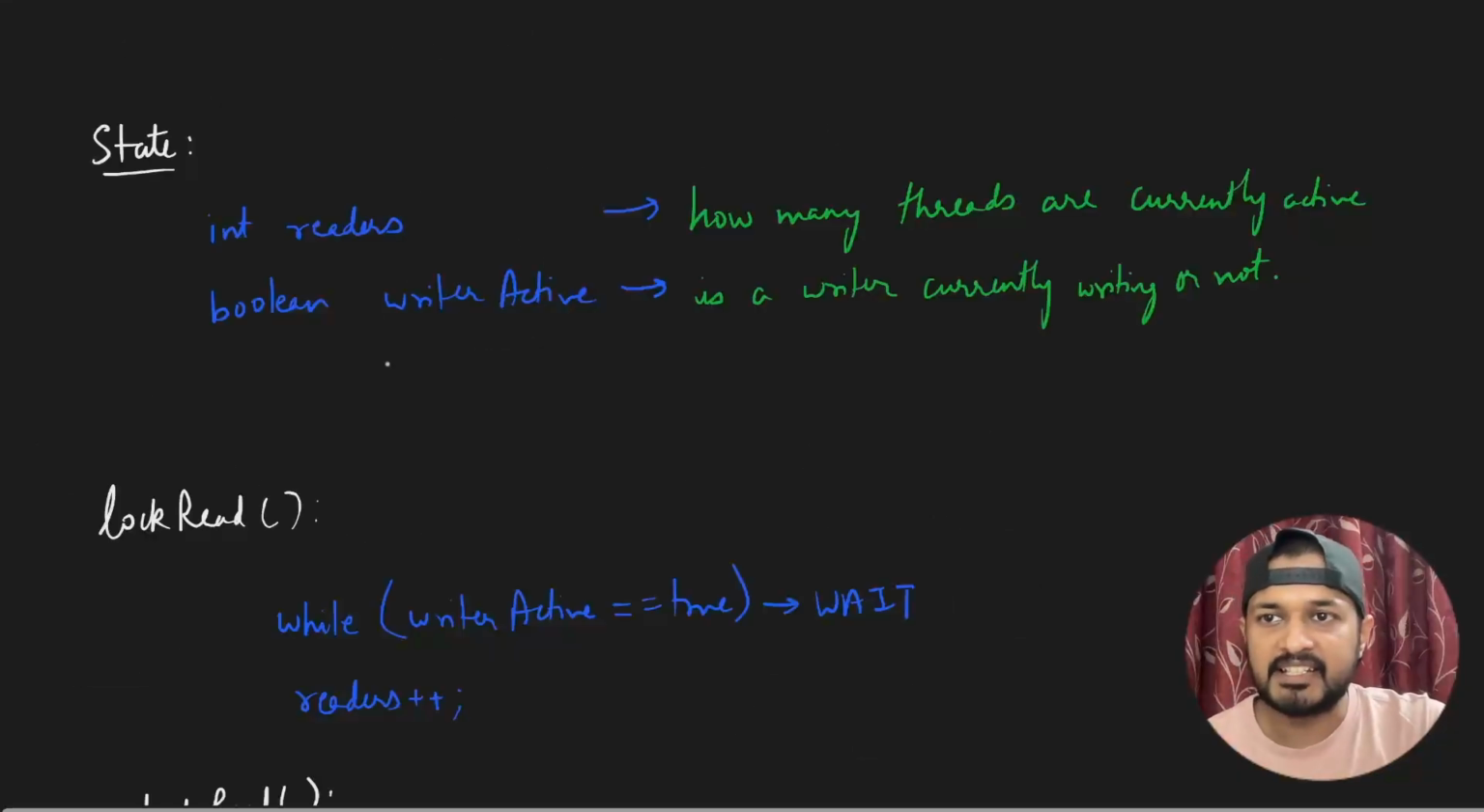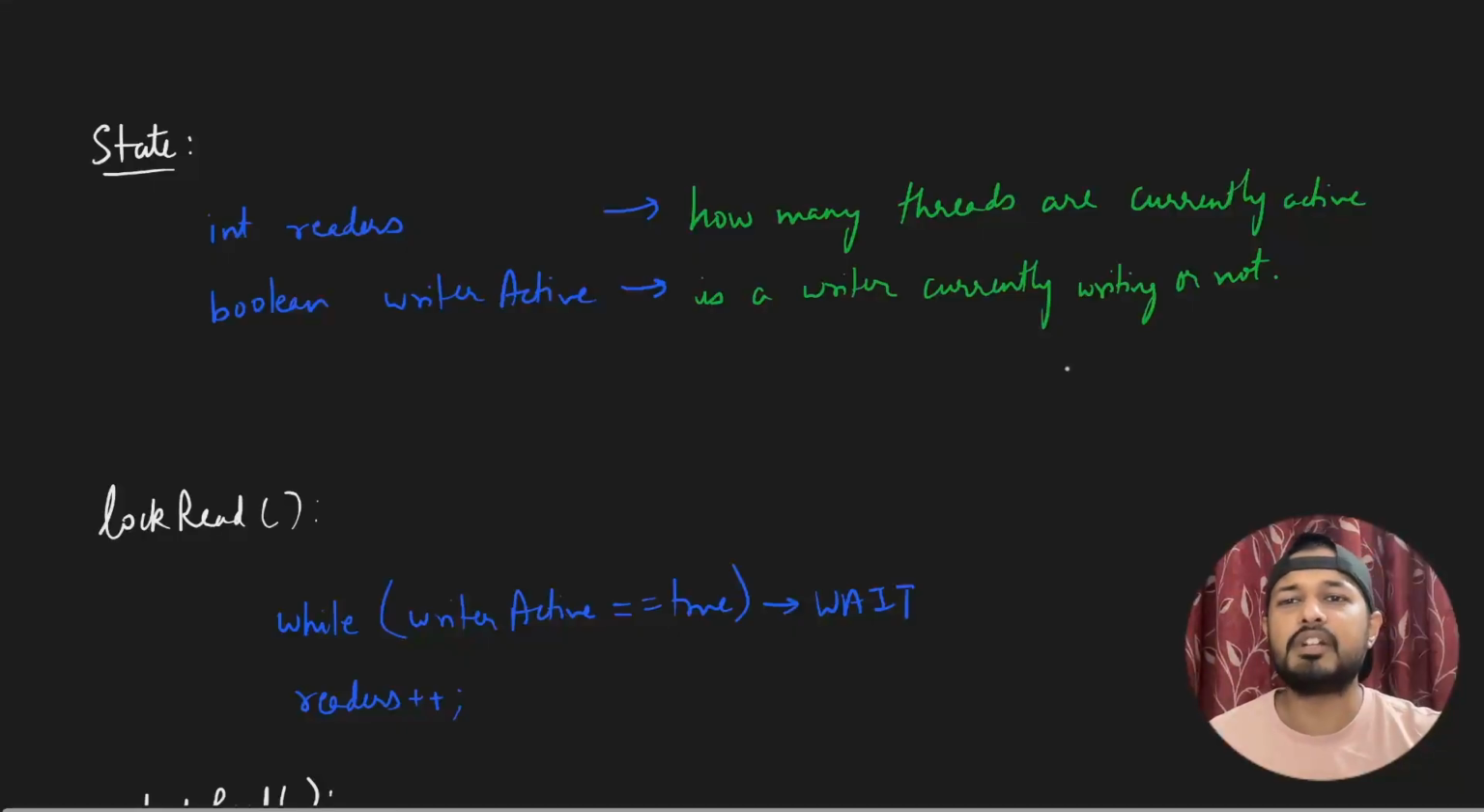Before we touch the keyboard, let's figure out how our new lock will look like. Basically, we want a lock that allows multiple readers simultaneously but gives the writer exclusive access. So the first question is, what state do we need to keep track of? Think about it. At any point of time, we need to know two things: the number of readers, how many readers are currently active, and another variable, writer active, whether a writer is currently writing or not. That's it. Just two variables.